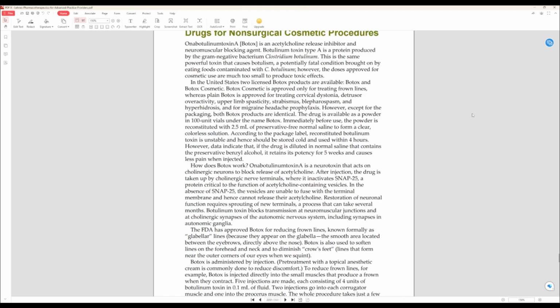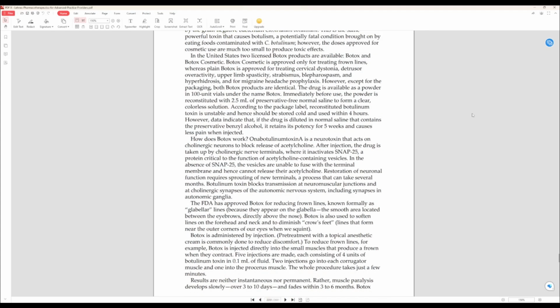In the US, two licensed Botox products are available: Botox and Botox Cosmetic. Botox Cosmetic is approved only for treating frown lines, whereas plain Botox is approved for treating cervical dystonia, detrusor overactivity, upper limb spasticity, strabismus, blepharospasm, and hyperhidrosis, and for migraine headache prophylaxis. However, except for the packaging, both Botox products are identical.